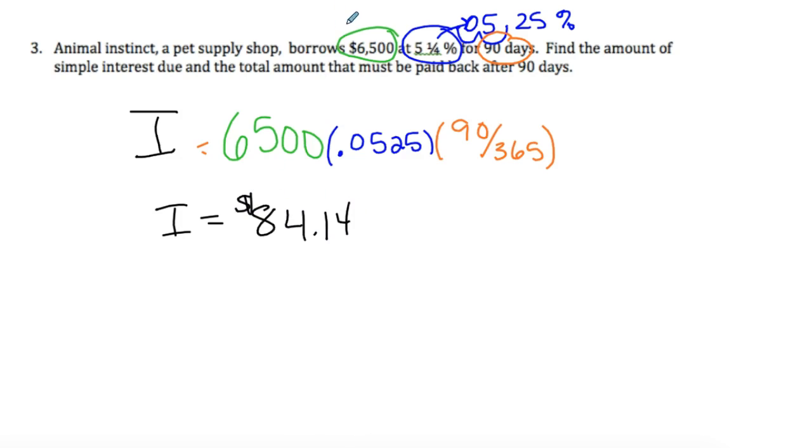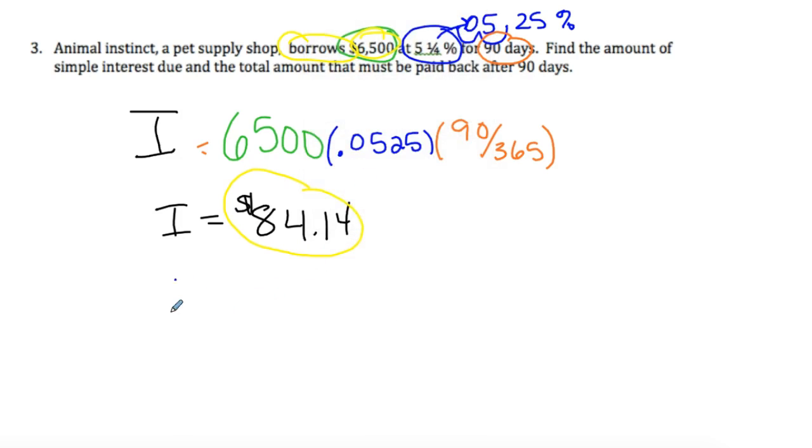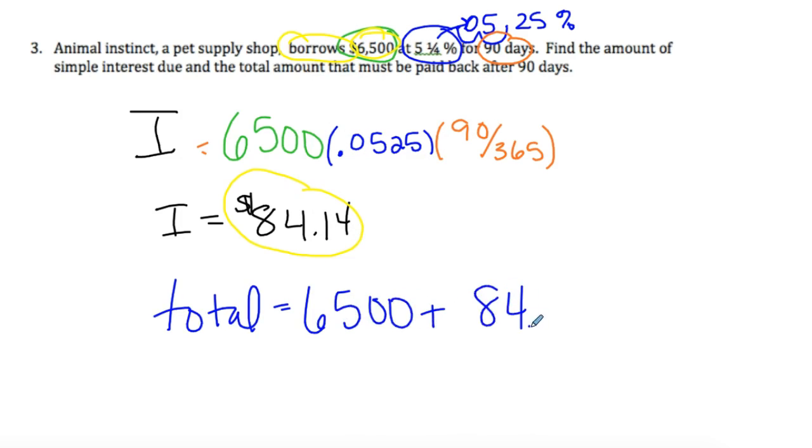Since they borrowed, they took money from the bank. So if they took money, they owe this much and this much. To get the total amount that I have to pay the bank, I'm going to take 6,500 and add $84.14. If I add all that together, that means this business owes this much money.